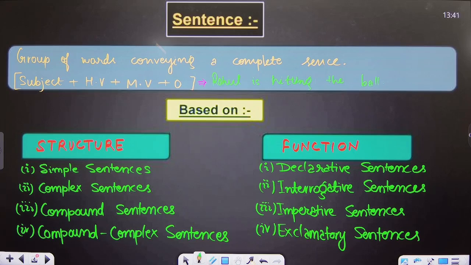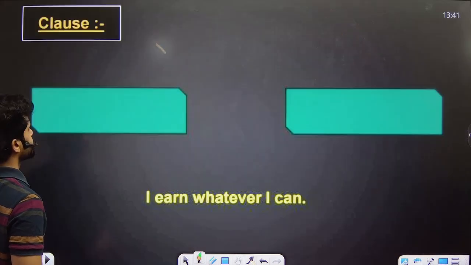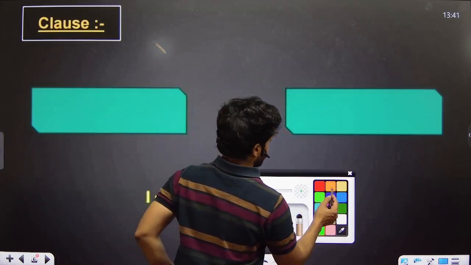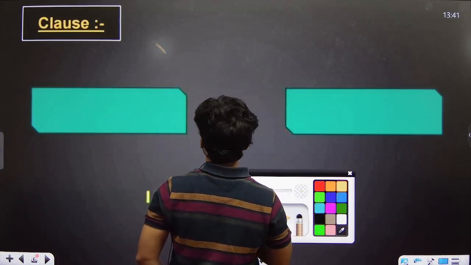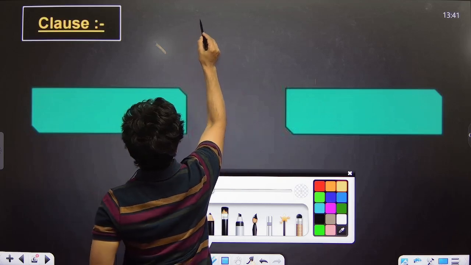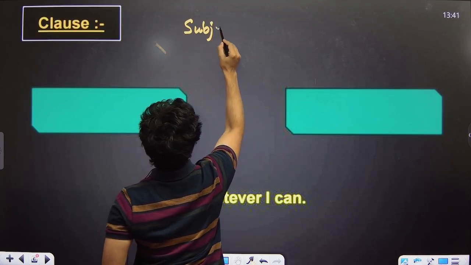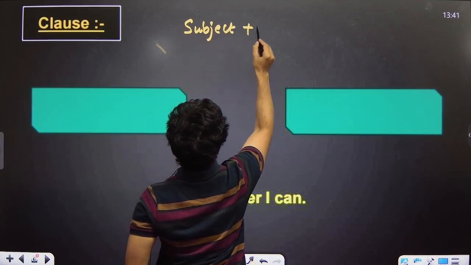Now let's quickly discuss the clauses. See, in the clause part, I will tell you that they contain the subject and verb. They have subject and verb.